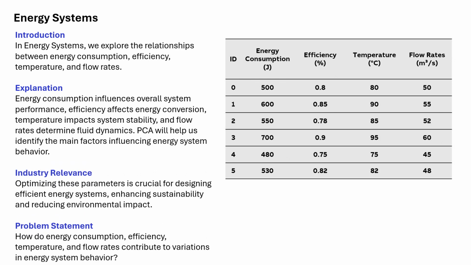Our last application is energy systems. In energy systems, we explore the relationships between energy consumption, efficiency, temperature, and flow rates. Energy consumption influences overall system performance, efficiency affects energy conversion, temperature impacts system stability, and flow rates determine fluid dynamics. PCA will help us identify the main factors influencing energy system behavior.